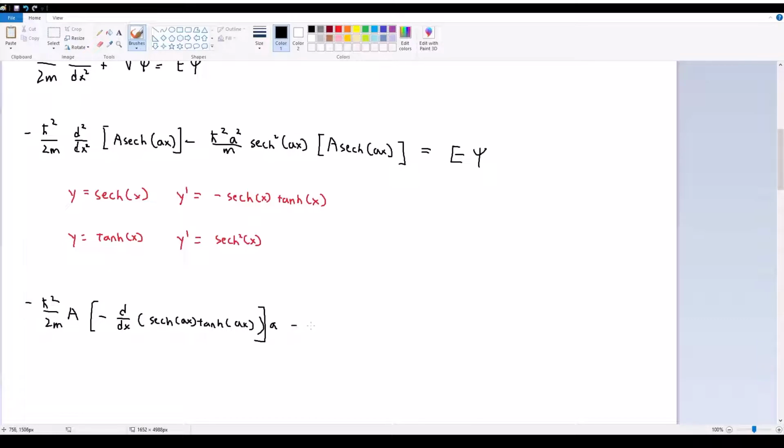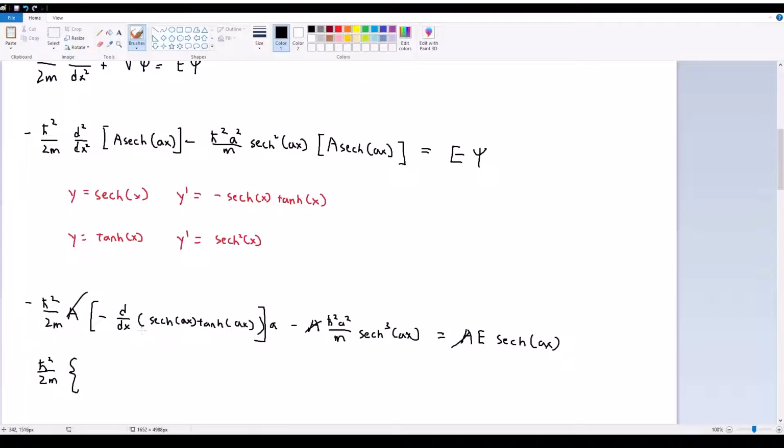And then we're subtracting by a times h bar squared a squared over m times hyperbolic secant squared ax, multiplied by another term of hyperbolic secant ax. So this gives us hyperbolic secant cubed of ax. And this is supposed to equal some constant a times e times hyperbolic secant of ax. So immediately what I see is I can cancel out all the a terms, which is nice. And what I'm left with, the two negatives make a positive, so we have h bar squared over 2m.